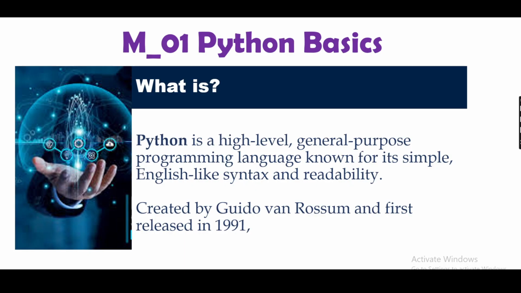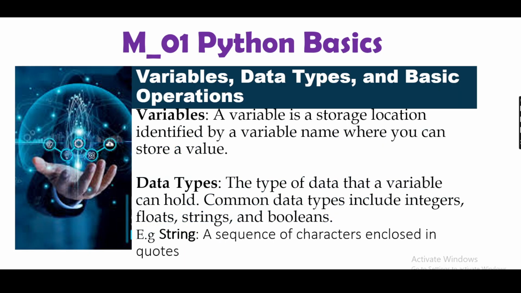Okay, it was released in 1991 by Guido van Rossum. And so that's why Python is quite relatable. It's one of the programming languages that is much easier to understand. So in every programming language, not only Python, we have what's called variables, we have data types, we have basic operations. So variables are like containers. So what is a variable? A variable is a storage location. So every time you make a declaration, you can put it inside a container called a variable, identified by a variable name where you can store a value.